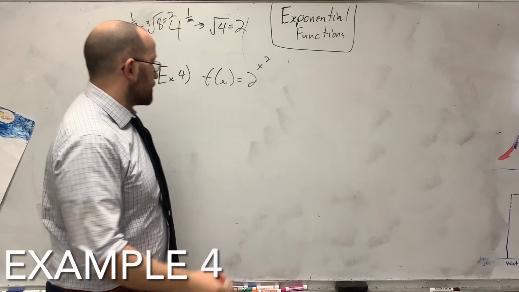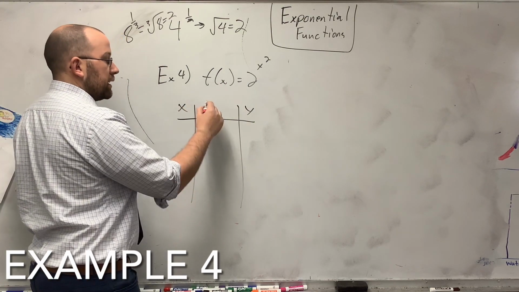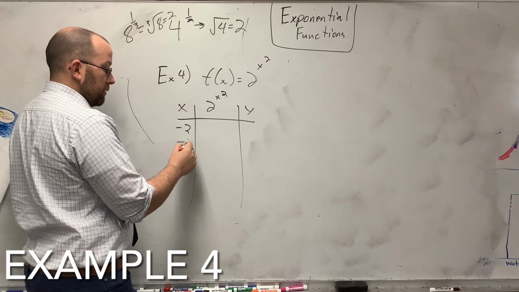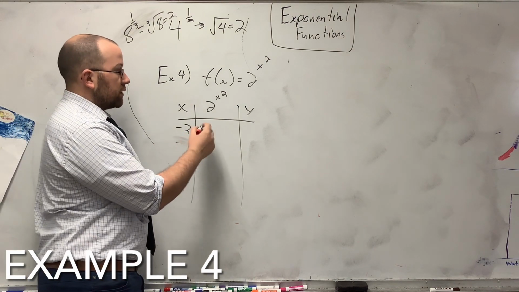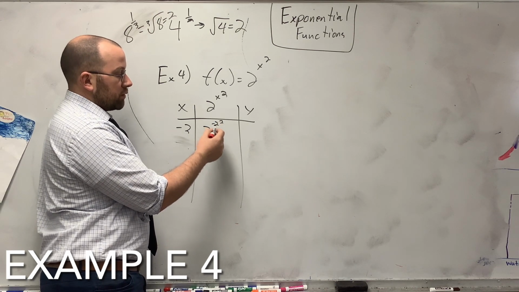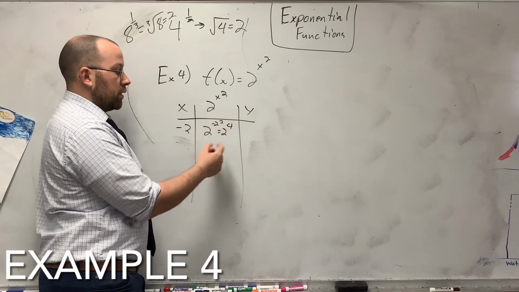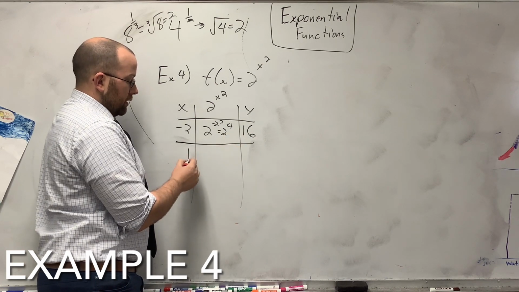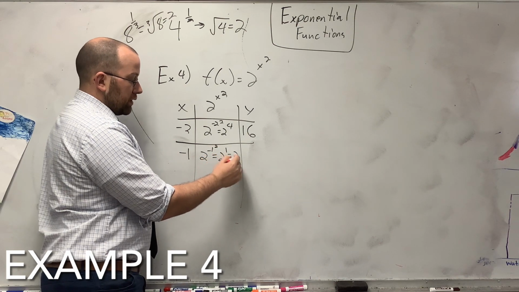All right, and our last one, x and y. I think you got the hint by now on how to do all this, so I'm going to go a little bit faster. I'm going to do the same numbers I always do: -2, -1, 0, 1, and 2. They're just my favorites. So 2 raised to -2 squared. Remember your order of operations, so -2 squared is 4, which gives me 2 to the 4th. 2 to the 4th will give me 16. 2 raised to the -1 squared, so it gives me 2 to the 1, which is 2.